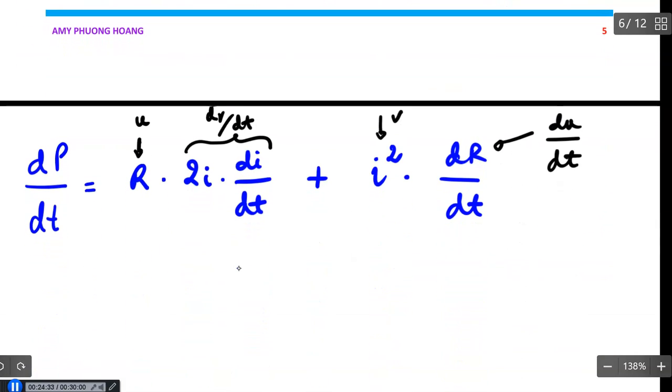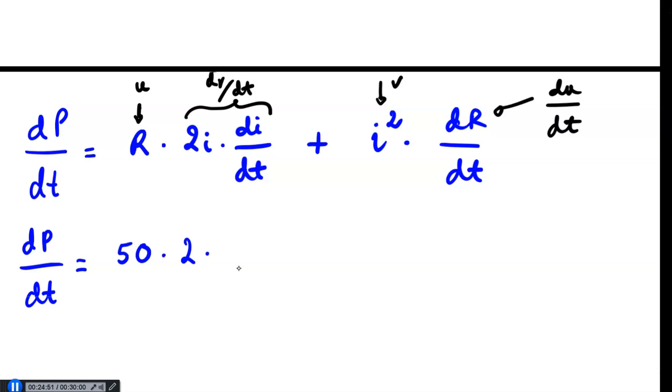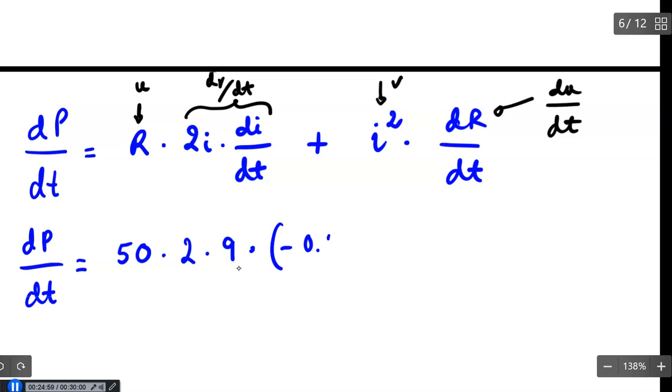Now at this point, you just substitute in the values given to you, and then you are solving for power, how fast the power is changing. So R is given to me as 50, right? 50 times 2 times I. I is given to me as 9. And then di over dt is given to me as negative 0.5. And then the I here will be 9 squared. And dr over dt is given as 3.5.